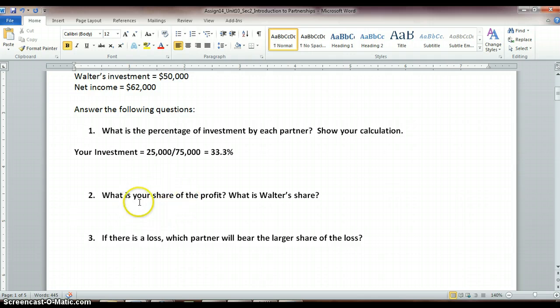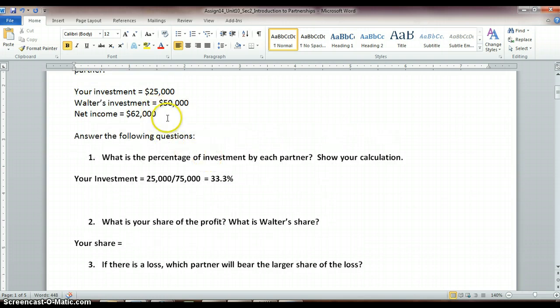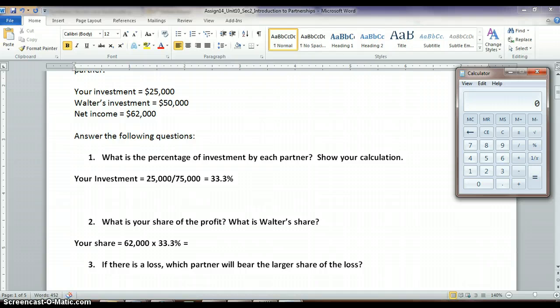So then we need to find what is our share of the profit. When we look at our own share, this is pretty simple. We're going to look at the net income, that's our profit, and we're going to take it times our percentage of share to find the dollar amount of our share. So we take 62,000, I'm showing my work here, times 33.3% gives me, and I can't really do that kind of math in my head, some of you might be able to.